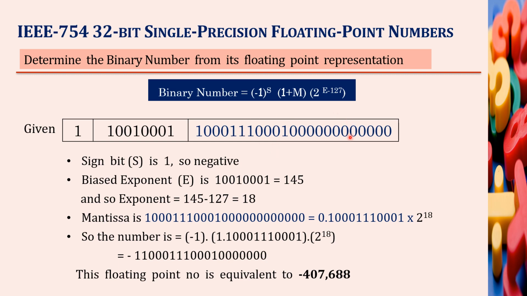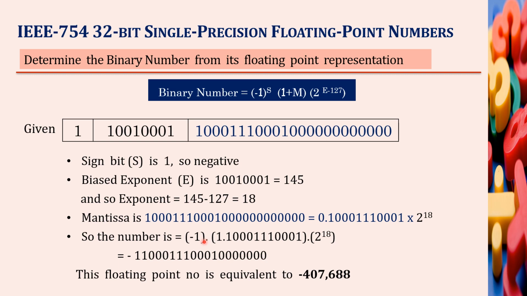The mantissa part is in the 23-bit representation, so we represent it as 0.10011100001 times 2 power 18. We have this exponent part. We put the binary point and remove the extra 0 bits, stopping at the last non-zero digit. So we get 0.10001110001 times 2 power 18. All these extra 0 bits are removed.